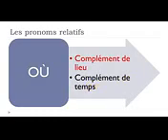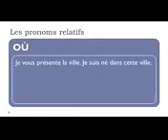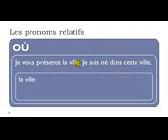Let's see first if we want to replace complément de lieu. Okay, so je vous présente la ville, je suis né dans cette ville. Je vous présente, présenter, to present, la ville is the town. Je suis né, I was born, dans cette ville. So in that case, have a look. You've got cette ville and la ville, so probably that's the thing we don't want to repeat.